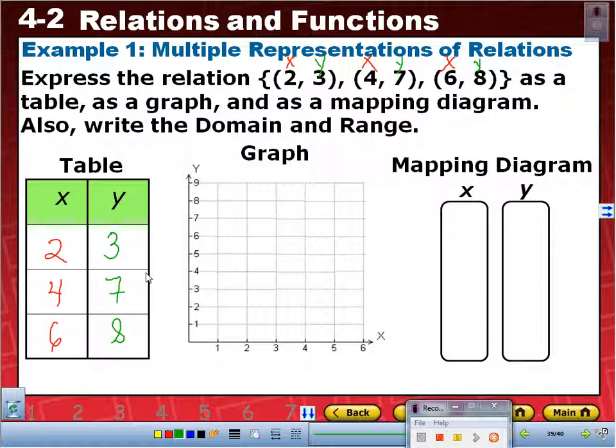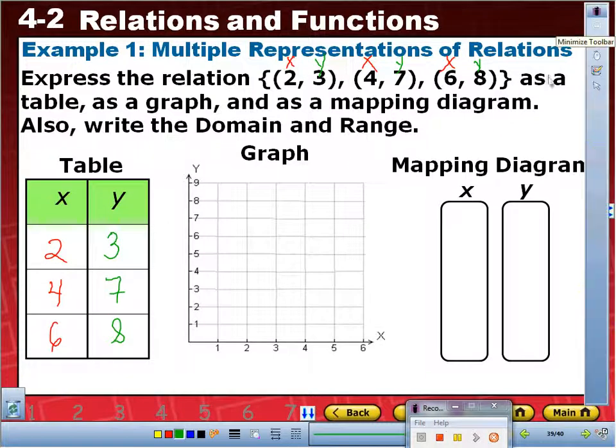However, if the problem says to express the relation as a graph, then you do this. Here we look up, pens down. Here it goes. Imagine that you don't have this table and you don't have the mapping diagram. So you do this and you start with this. Again, you label all of them.